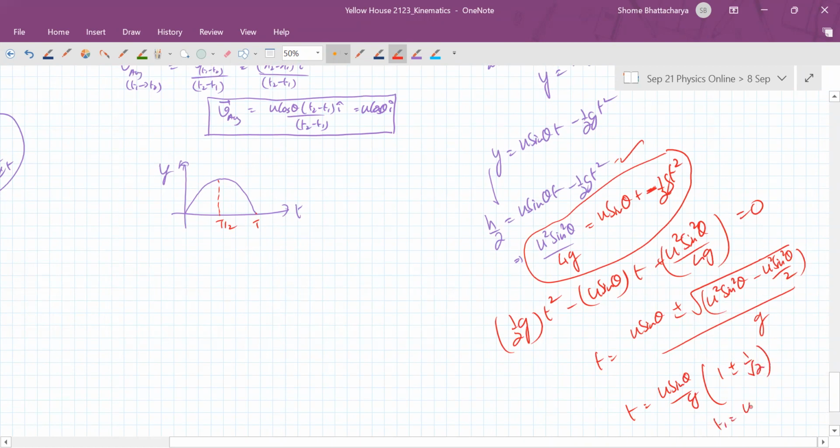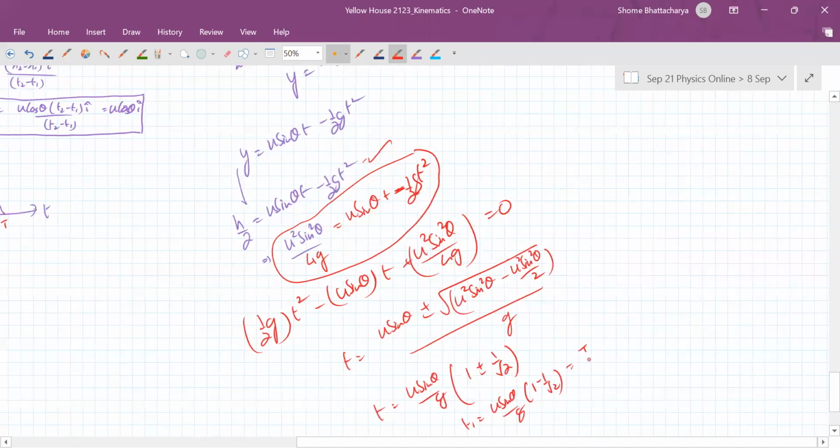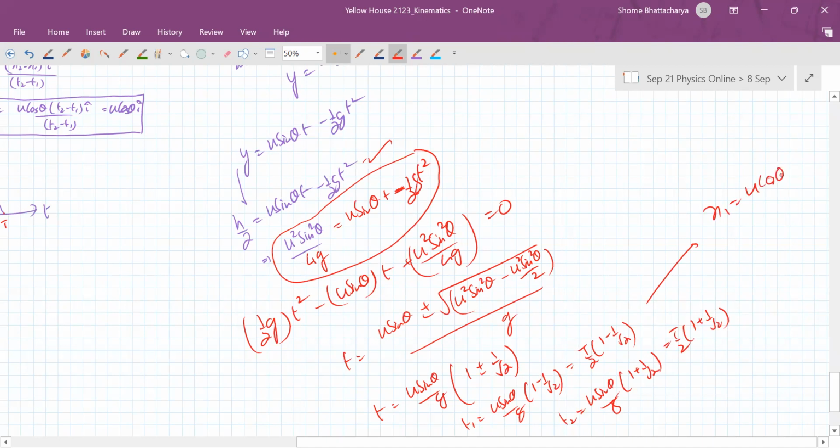So your t1 is actually u sine theta by g into 1 minus 1 by root 2, or it is capital T by 2 into 1 minus 1 by root 2, and your t2 is u sine theta by g into 1 plus 1 by root 2, so that is T by 2 into 1 plus 1 by root 2. From this you can find x1 as u cos theta t1, x2 as u cos theta t2. But what I'm saying is all that is unnecessary, no? Because already directly from the displacement upon time formula. Okay. Hope the point is clear, better.